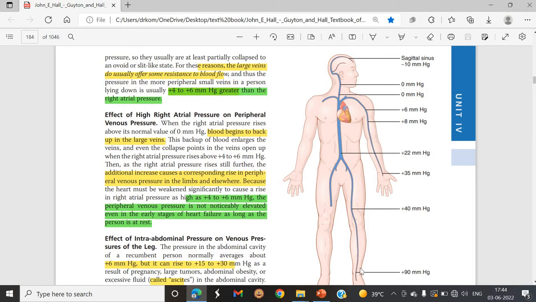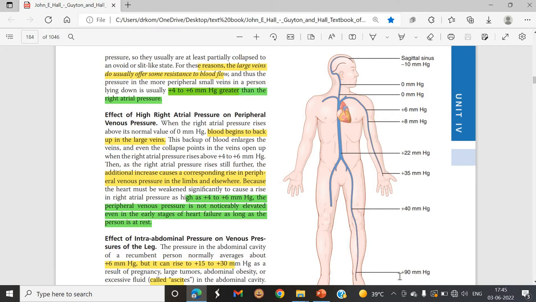Ready? When the blood flows, it has to pump against the gravity. So the pressure is plus 90 mmHg. So it is very basic. As you can see, sagittal sinus blood has to flow in line with the gravity. So gravity helps. That's why it has minus 10 mmHg. But the blood from the veins has to flow upward, against the stream. So plus 90 mmHg.